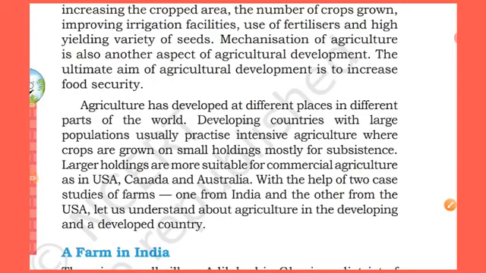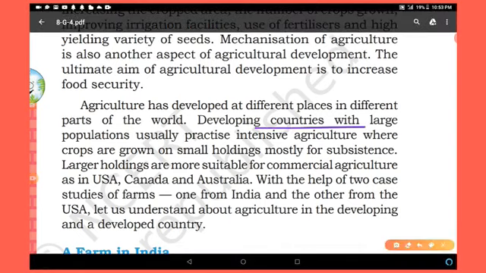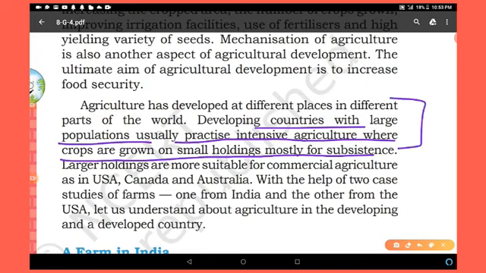Agriculture has developed at different places in different parts of the world. Developing countries with large populations usually practice intensive agriculture, where crops are grown on small holdings mostly for subsistence. Like India. In India, intensive agriculture is being done, and larger holdings are more suitable for commercial agriculture, as in the US, Canada, Australia. Here, large plants are there, large production areas are there, agricultural fields are there. So in these kinds of countries, production on a large scale is done in the agricultural arena.